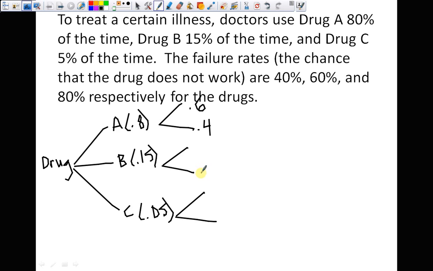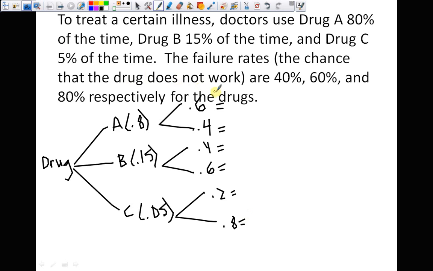There's a 60% chance that drug B does not work. That means there's a 40% chance that it does. And there's an 80% chance that drug C does not work. That means there's a 20% chance, or 0.2, that it does work. So basically there's only 6 things that can happen in this scenario. We can use drug A and have it work, drug A and it not work, drug B and it work, drug B and it not work, or we can use drug C and it work, drug C and it not work. So we're going to come up with these 6 probabilities.